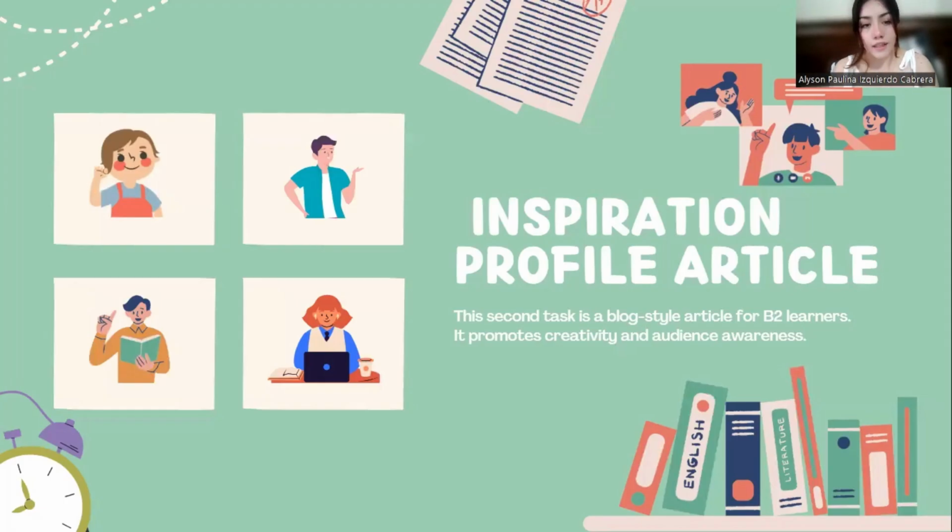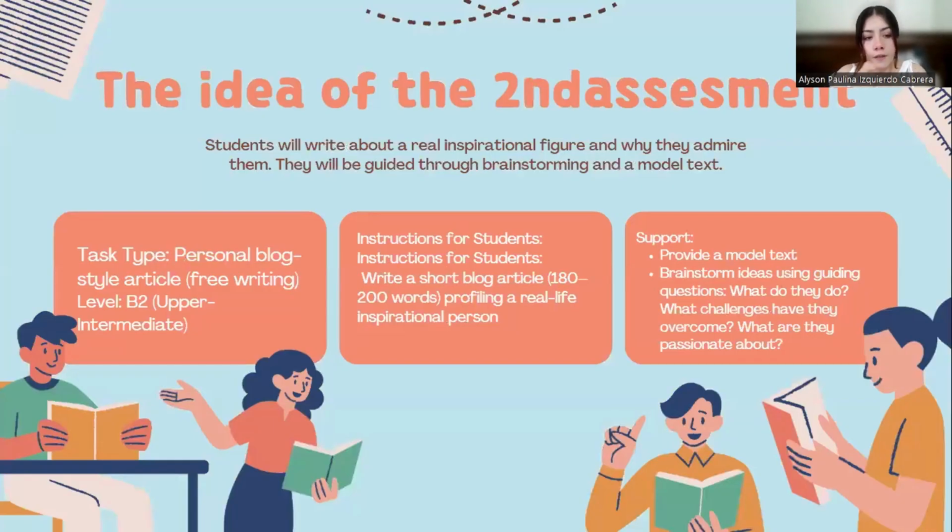Inspiration Profile Article is going to be the second activity. It's a blog-style rewriting activity, of course. This is for upper intermediate or B2 level. And what are they going to do? They're going to create a short blog of around 180 to 200 words, profiling real-life inspirational characters or people.